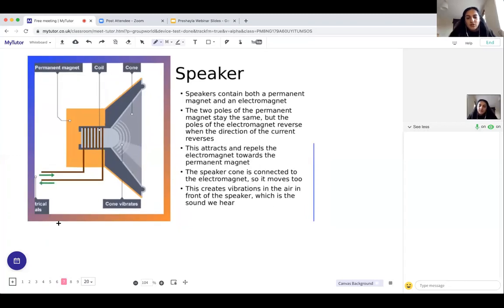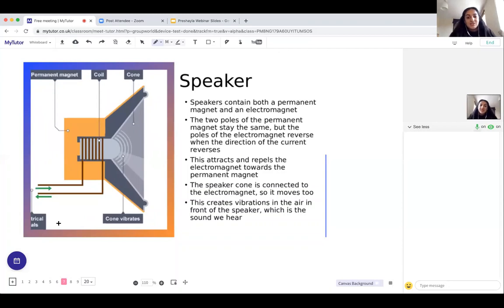Okay, so going on to looking at how the motor effect is used in a speaker. So speakers contain both a permanent magnet, which you can see here, and an electromagnet. Now, the two poles of the permanent magnet stay the same always. This could be a north, this could be a south. We know that permanent magnets never change, okay? The speaker has that magnet and that's it. Now, the electromagnet, however, reverses the direction of its poles, okay? So an electromagnet is in the speaker as well. Now, when the direction of the current reverses, the direction of the electromagnet reverses, the poles.